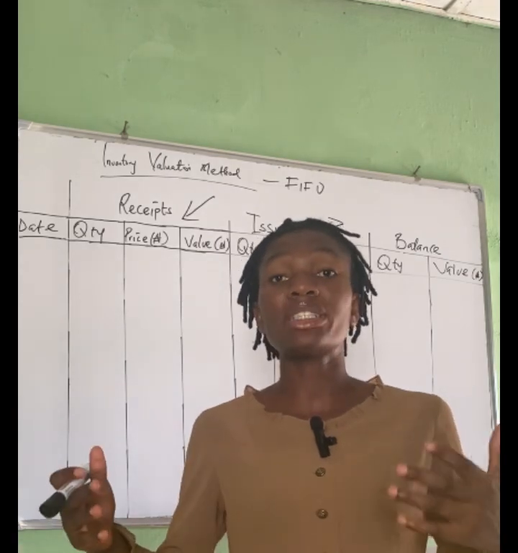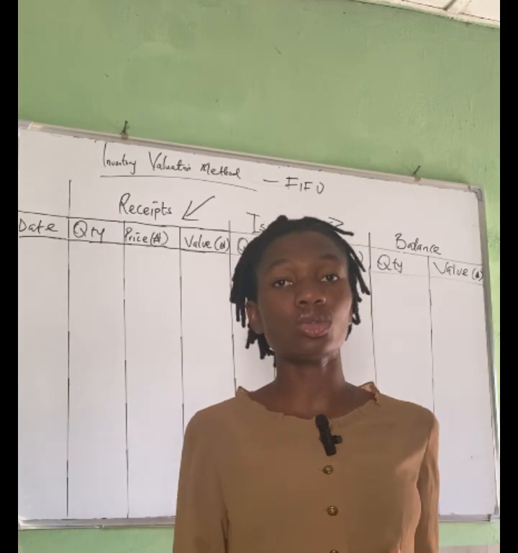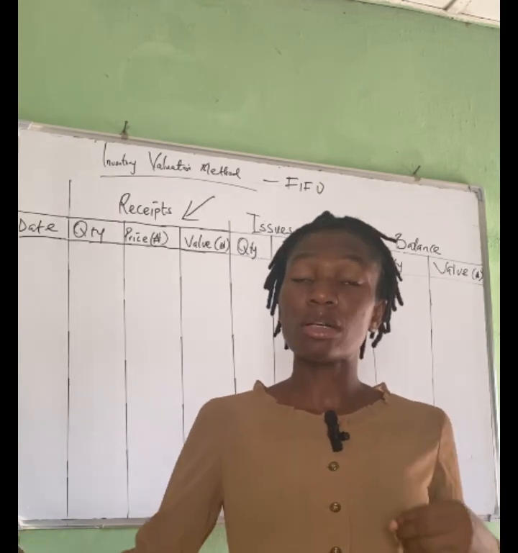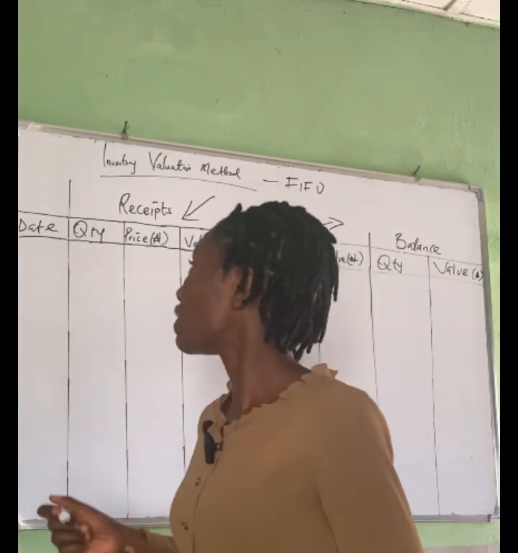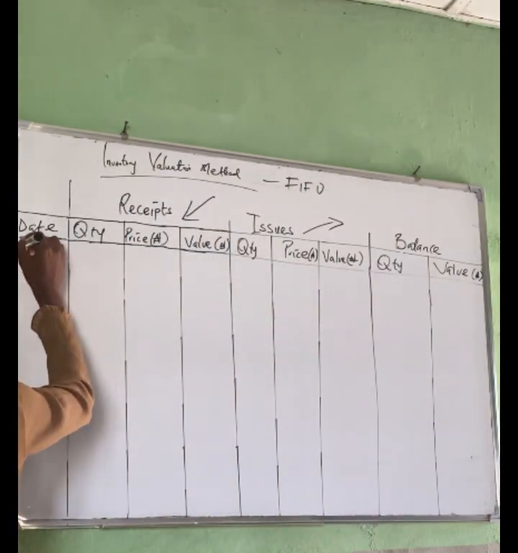Or we call it our balance brought forward. So it was not really a product of receipt or issue, okay? But it was a balance that was brought forward from last year. So we have to take recognition of that. So the beginning of the year is, we will have 1st January, right?